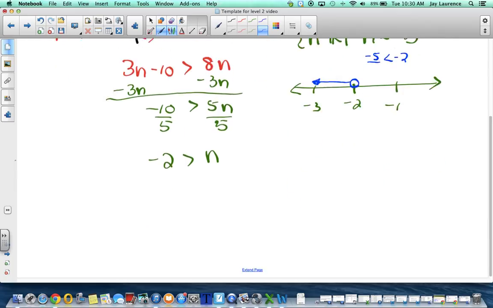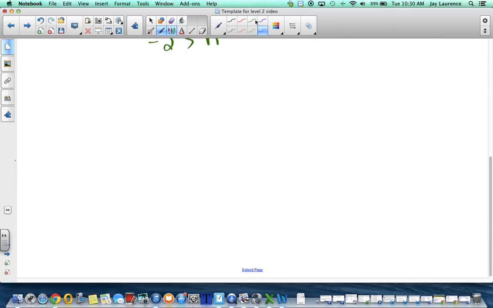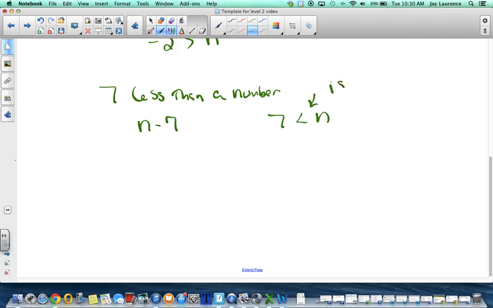There you go. A couple things I just want to point out really quick. Remember that when we say 7 less than a number, that means n minus 7. It does not mean 7 is less than a number. Notice I said is on this one. You got to have the word is in there. This one doesn't have an is, so this would not be the correct one. This is right as 7 is less than a number. This just says 7 less than a number. The is makes a big difference.